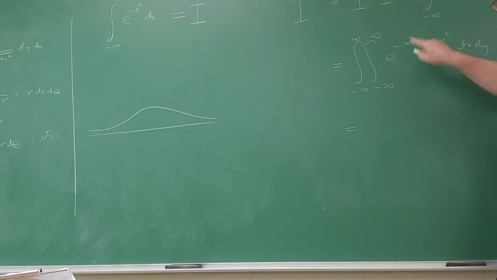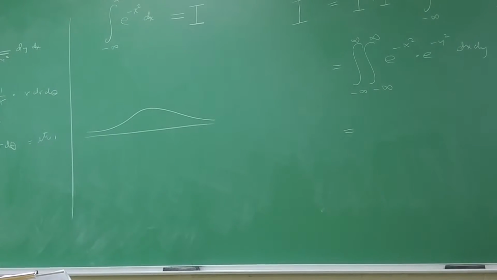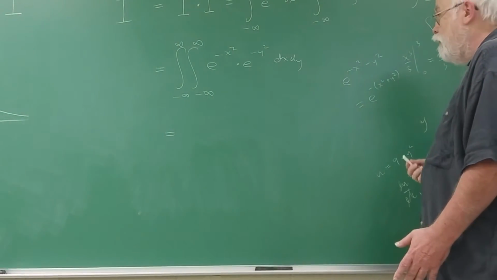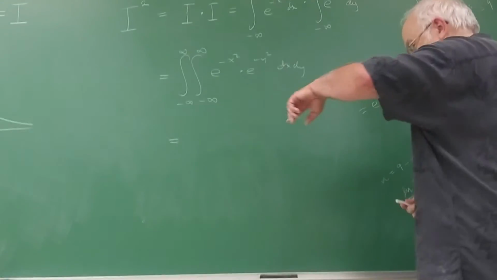Because look what happens here. I can multiply exponentials by adding the exponents. So I've got e to the minus x squared minus y squared, which I can factor out and call minus x squared plus y squared, which is r squared. And so yeah, it's circularly symmetric.